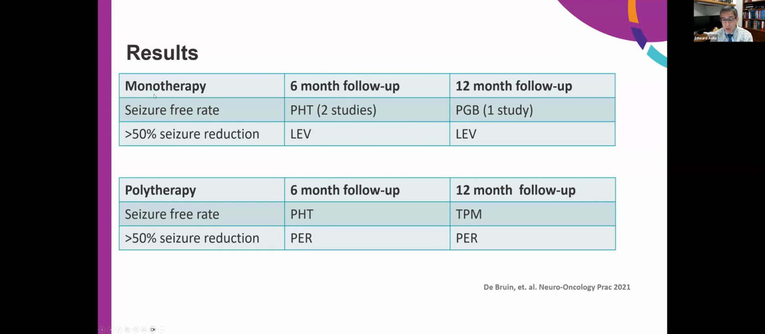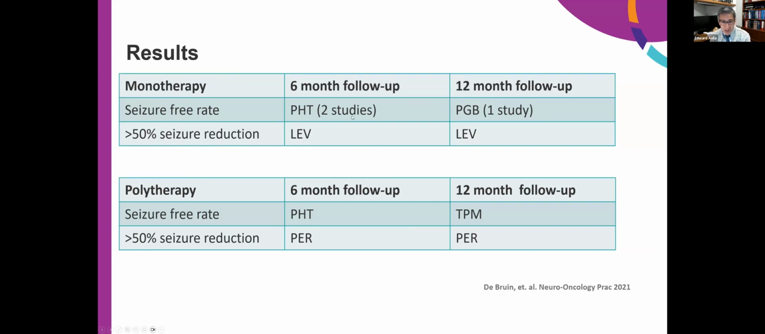They looked at 2 groups here: monotherapy, meaning a single anti-seizure medication, or polytherapy, more than one anti-seizure medication. Seizure-free rates were best seen at 6 months with a drug called phenytoin. That's one of the older agents, the first generation. At 12 months, it was seen best with a drug called pregabalin, one of the newer generations. Greater than 50% reduction was seen with levetiracetam at both 6 and 12 months. In the group that used more than one anti-seizure medication, seizure-free rates at 6 months were best again with phenytoin, and then at 12 months with topiramate. Greater than 50% seizure reduction in the polytherapy group was seen with perampanel at both 6 and 12 months.